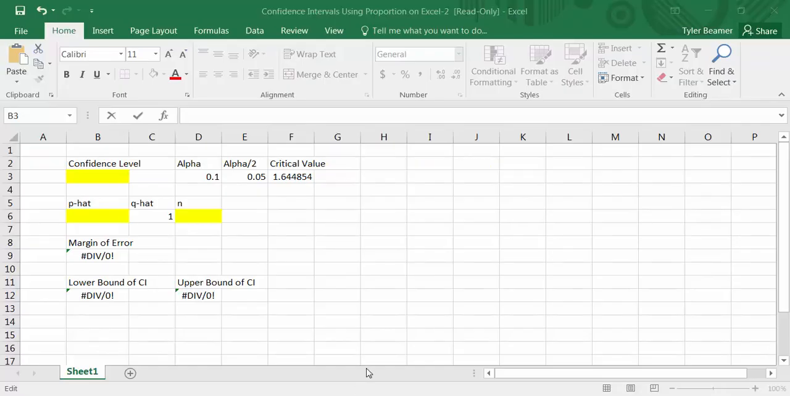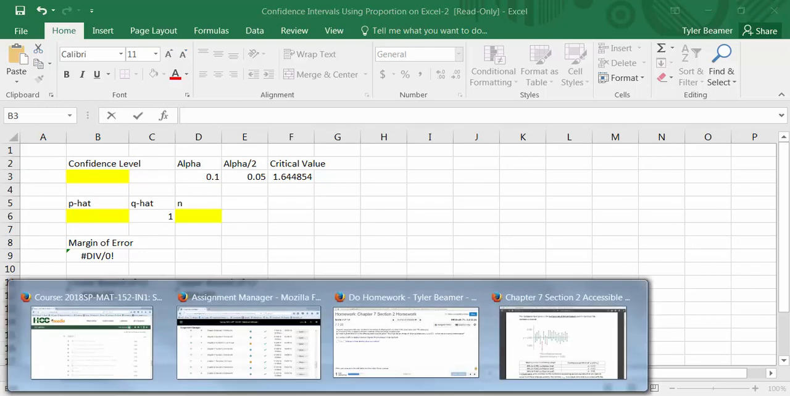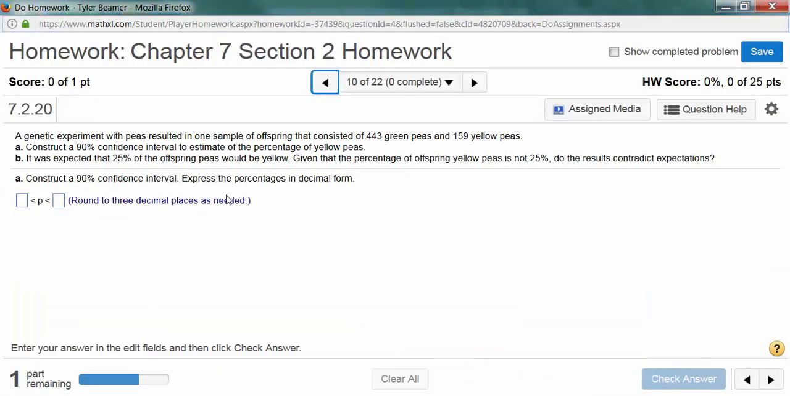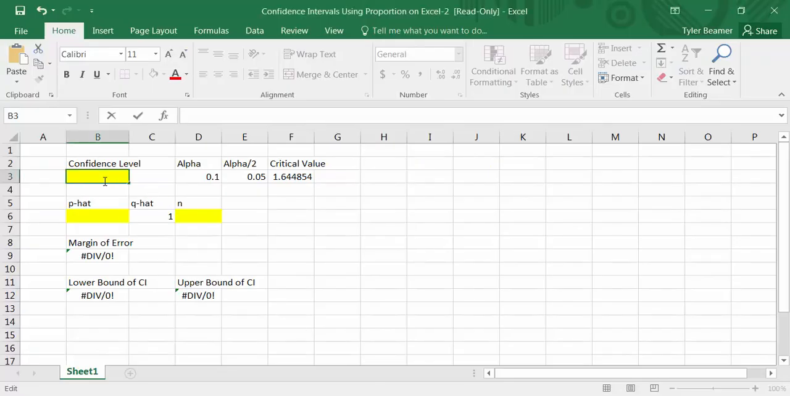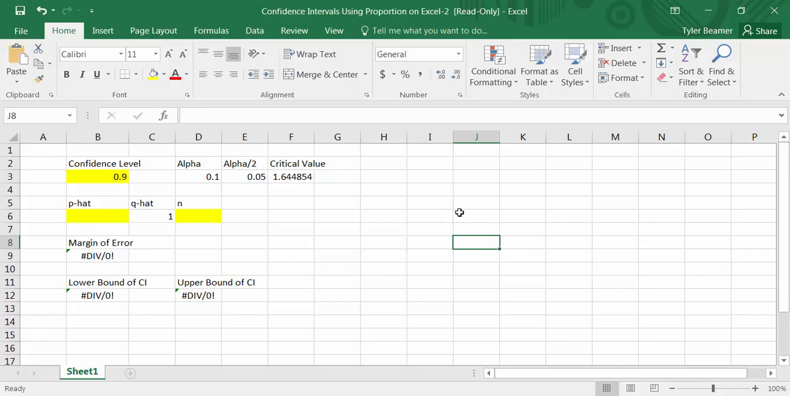So if you open the template that's on Moodle, it says confidence intervals using proportions on Excel. I have highlighted the three cells that you need to put information in from the problem. The first cell is the confidence level. That information should be given to you in the problem, and it is here. Construct a 90% confidence interval. So we want to put that in this cell. We want to put the percentage in as a decimal, so 0.90.